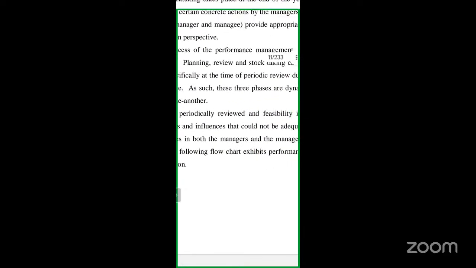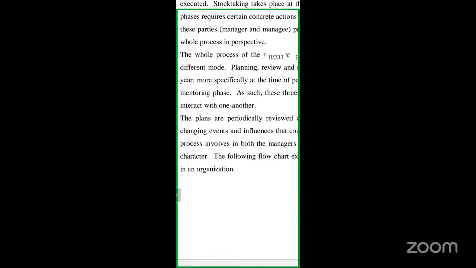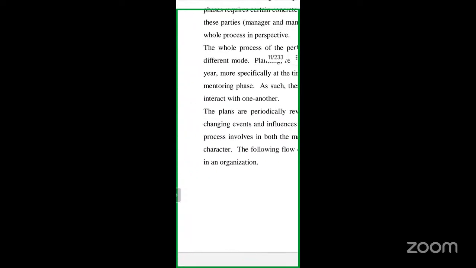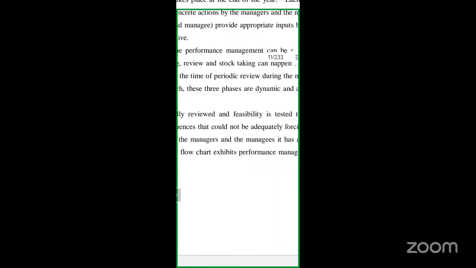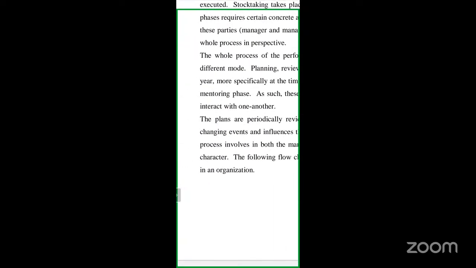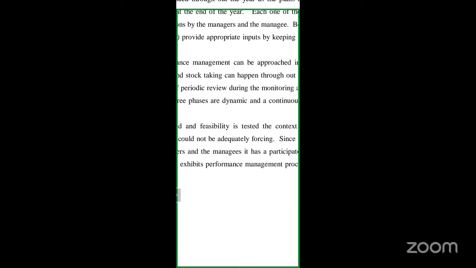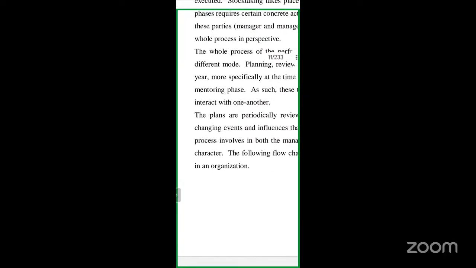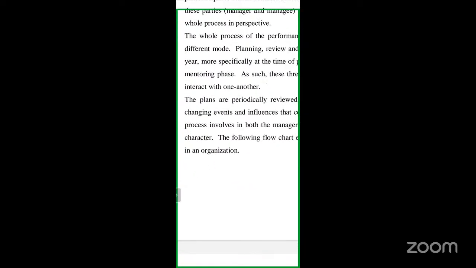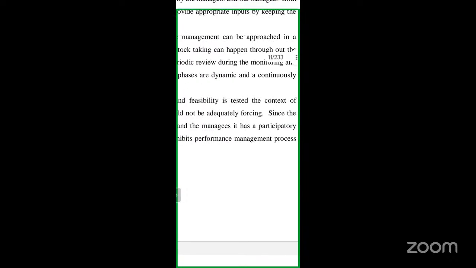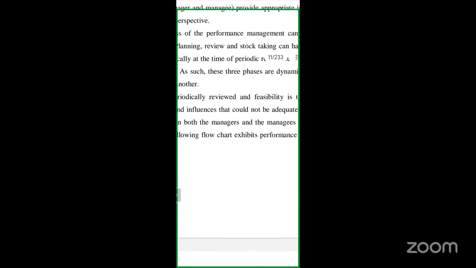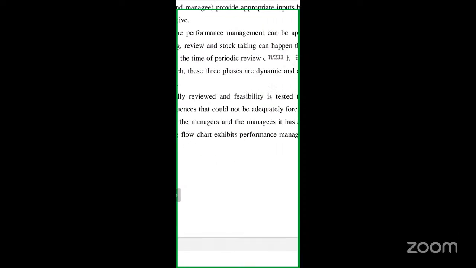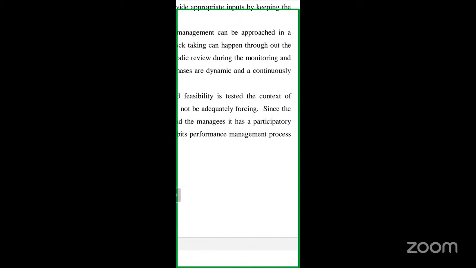The whole process of performance management can be approached in a different mode. Planning, review, and stock taking can happen throughout the year, more specifically at the time of periodic review during the monitoring and mentoring phase. As such, these three phases are dynamic and continuously interactive with one another. So these three phases are very important: planning, review, and stock taking. The plans are periodically reviewed and feasibility is tested in the context of changing events and influences that could not be adequately foreseen. Since the process involves both the managers and the managees, it has a participative character.